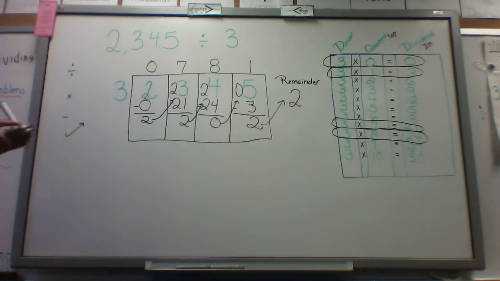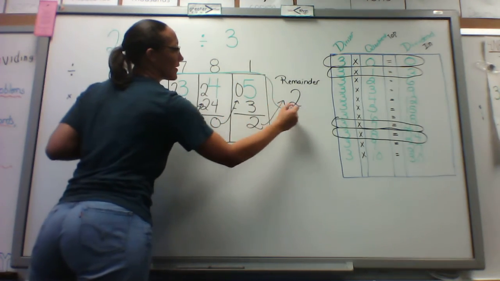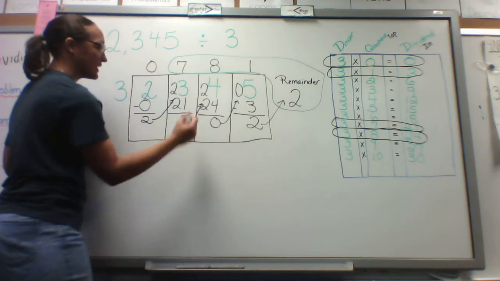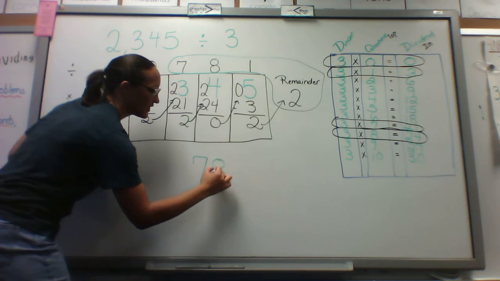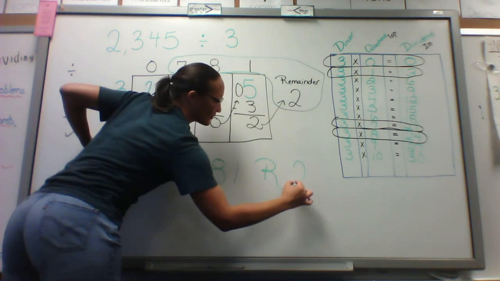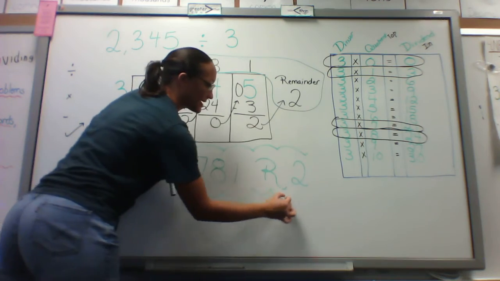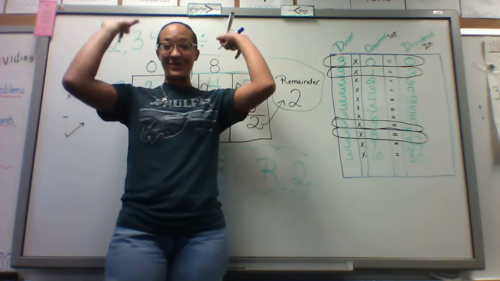So what's my quotient? I have my final quotient. I can find it here on top, all the way over. It is 781 remainder 2. And remember, class, that our quotient is the one that's on top.